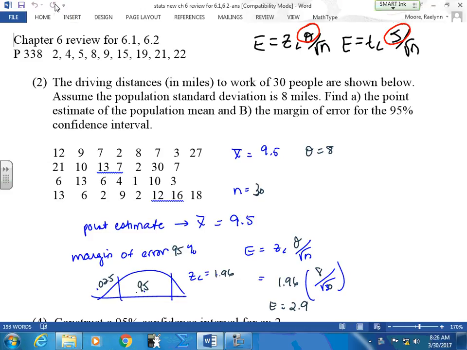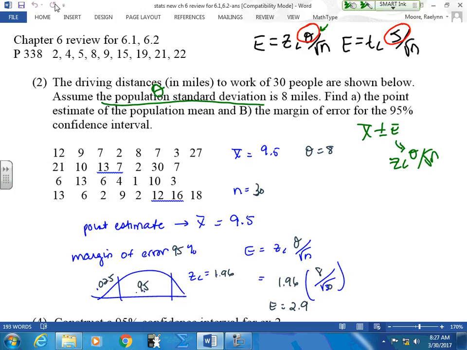So I have my driving distances in miles. Did I give you this one? Two. Of 30 people. So n is greater than or equal to 30, and I don't have to say assume this is normally distributed. And they're shown below: assume the population standard deviation. Right away I have this guy, so I know I'm going to use this formula. So my x bar plus or minus E is this one. This is how I should start, just like this.